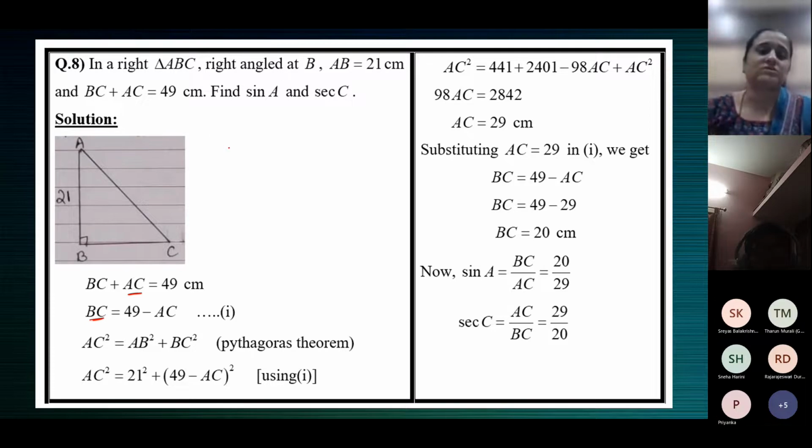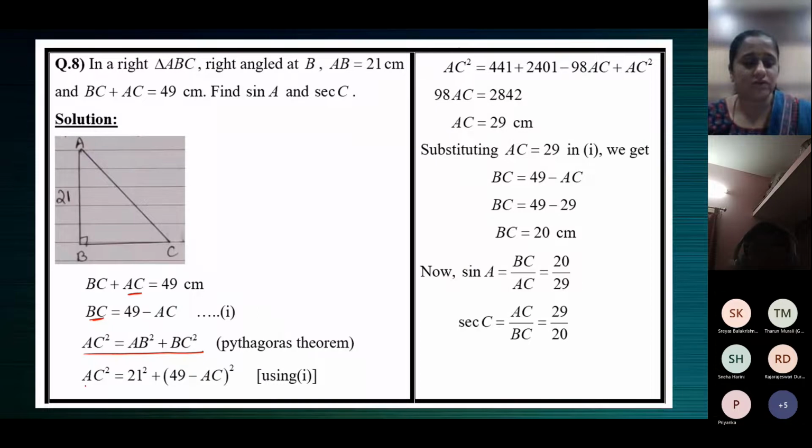Then use the Pythagoras theorem, because to find the values of the trigonometric ratios, we need the lengths of all three sides of the right triangle. But here we only know AB is 21 centimeters. We need to find the lengths of BC and AC. So use Pythagoras theorem: AC square is equal to AB square plus BC square. Why do we use Pythagoras theorem? To find the missing sides, BC and AC.